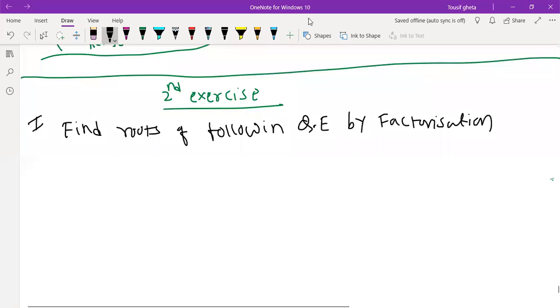First question. Find out the roots of the following quadratic equation by factorization method. The first question is x squared minus 3x minus 10 equals 0. We should simplify this by using the factorization method.